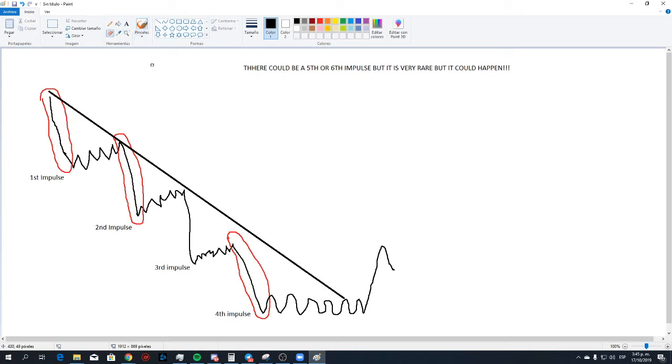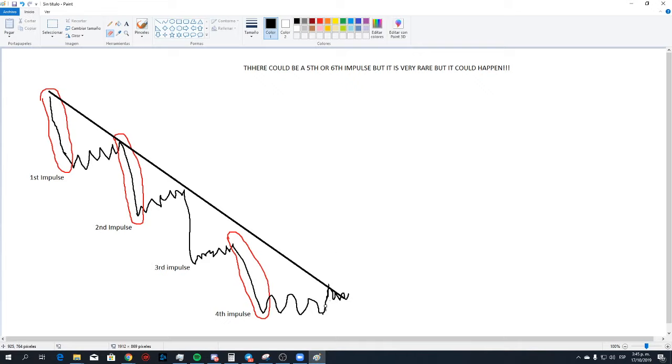Let's erase it a little bit. I made this range too long, though. It's a long range. Let's make it like this. So it created the range here and then broke above it, broke the trend line, and it did this before breaking the trend line.